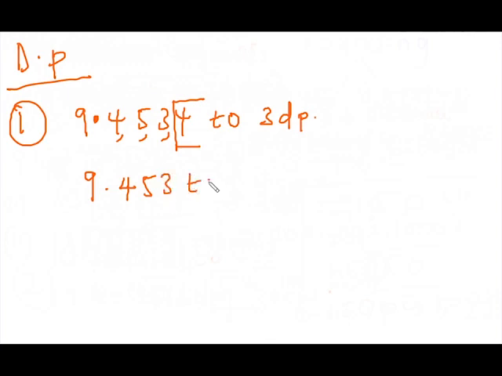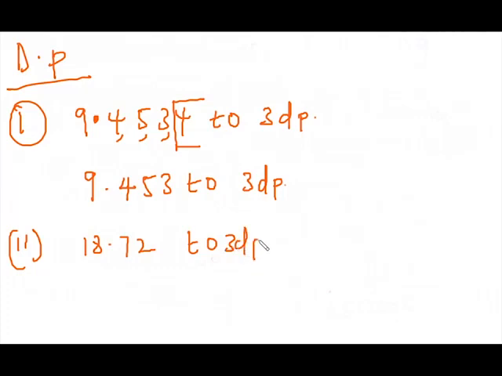Now let me quickly take another example, to 3 decimal places. In this case, after the decimal point, we have one number, two numbers, but then we don't have a third number. Watch what will happen now. This becomes 18.72, and we have to add another 0 here to complete 3 decimal places.